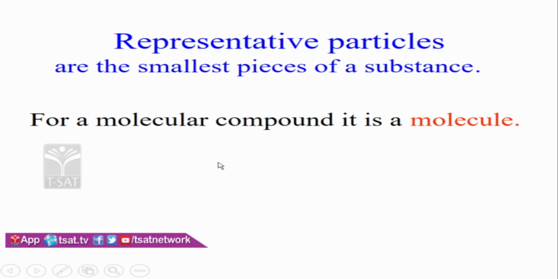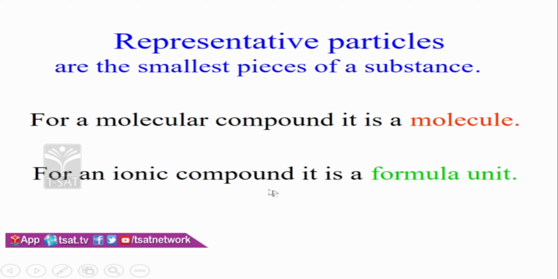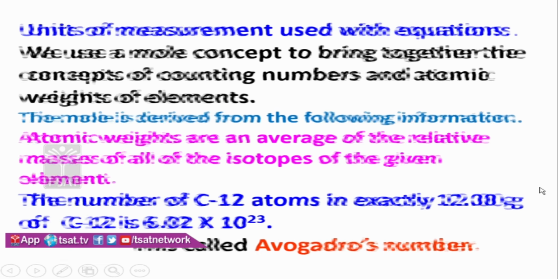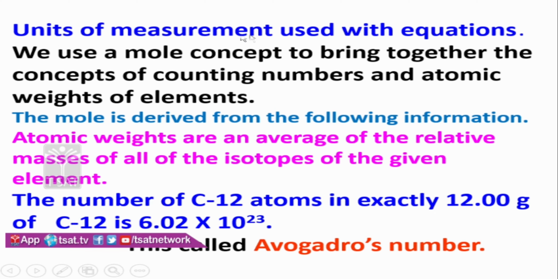Now, what does a mole or Avogadro number represent? Let us see. For a molecular compound, it is a molecule. For an ionic compound, it is a formula unit. For an element, it is an atom. Units of measurement used with equations: we use the mole concept to bring together the concept of counting numbers and atomic weights of elements. The mole is derived from the following information.